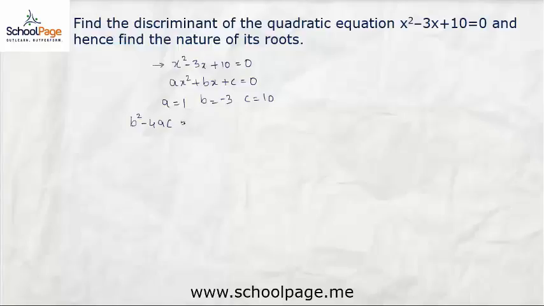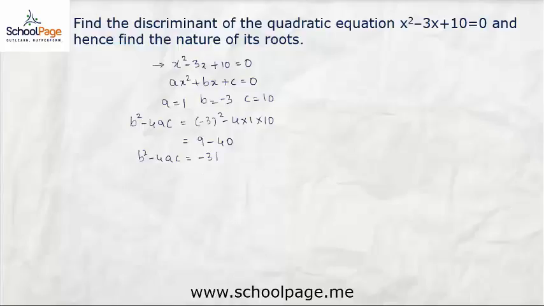Let us substitute the values of a, b and c in b² - 4ac. We get (-3)² - 4 × 1 × 10. So we have 9 - 40. b² - 4ac is equal to -31.